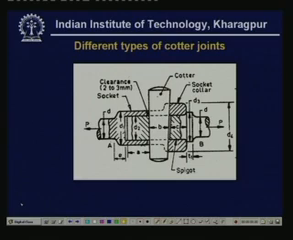Now, what you see here is one kind of cotter joint, and here you see this part. There are two parts which are to be joined by means of a cotter. Now, this is known as a cotter. A cotter is like a pin, but it has square cross sections. If you want to draw the cotter, then it looks something like this. So, this is a cotter in three-dimensional.